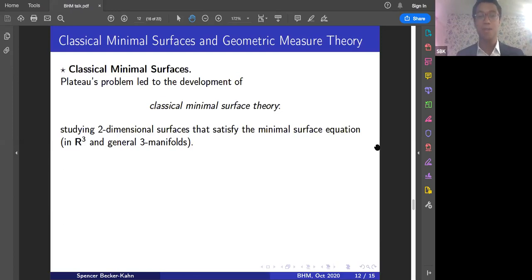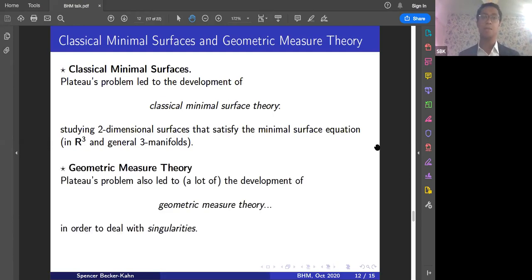So the dichotomy I'm presenting here is nowhere near as neat as I'm going to make it seem, but there's a parallel development that Plateau's problem is responsible for largely, and that's the development of geometric measure theory. So whereas the classical minimal surface is a segue out of the original Plateau's problem, geometric measure theory really came about when people were directly trying to solve Plateau's problem.